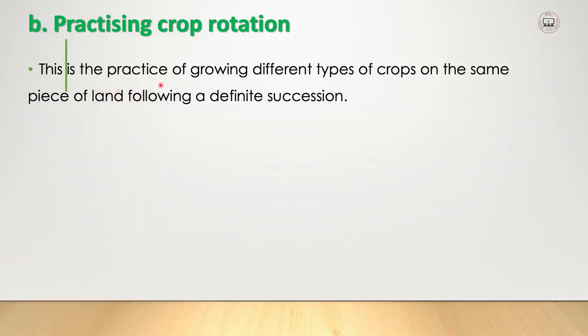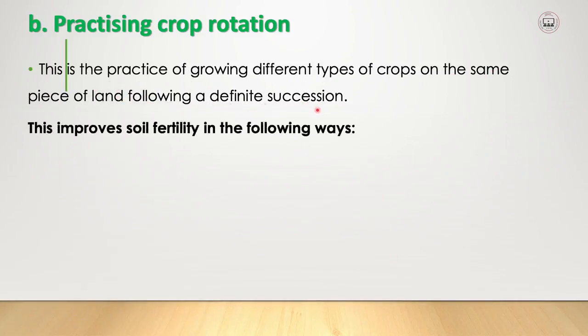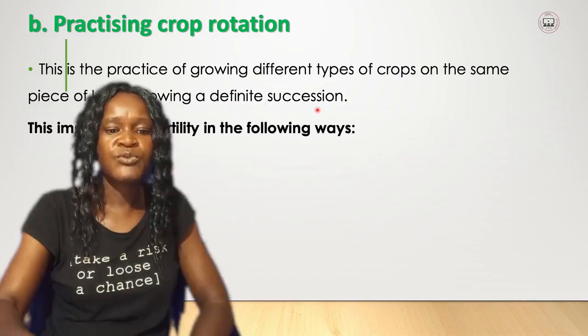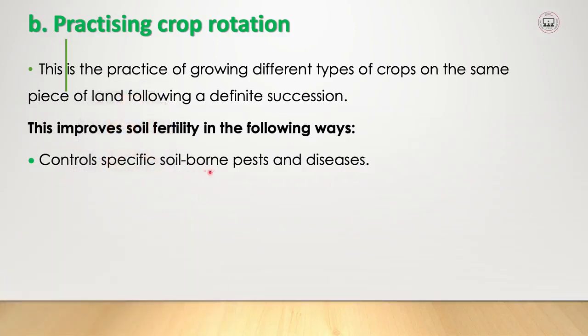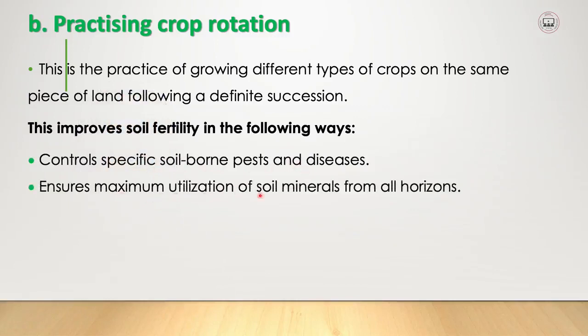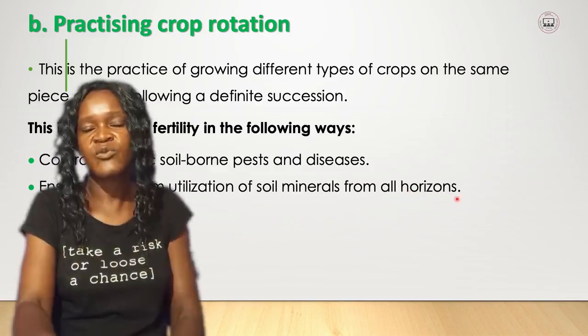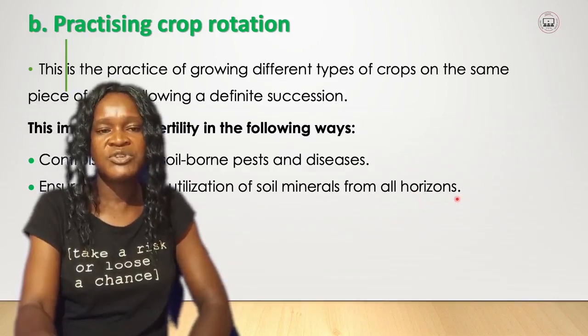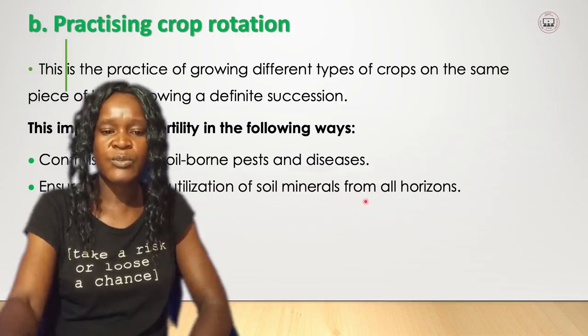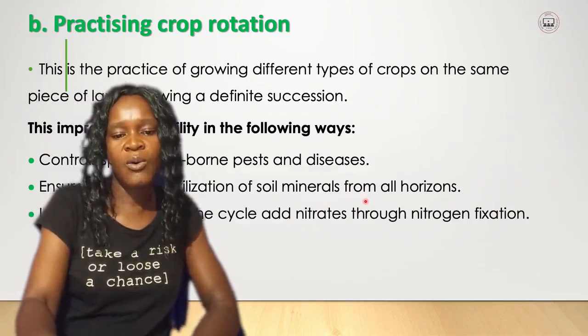Remember, crop rotation is the practice of growing different types of crops on the same piece of land following a definite succession. So, this may help to improve soil fertility in the following ways. Number one, by controlling specific soil-borne pests and diseases. Apart from that, it ensures maximum utilization of soil minerals from all horizons, just because different types of crops are grown, some with deep roots, some with shallow roots. So that will ensure maximum utilization of soil minerals in all horizons.